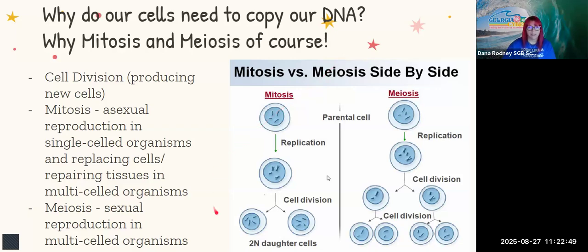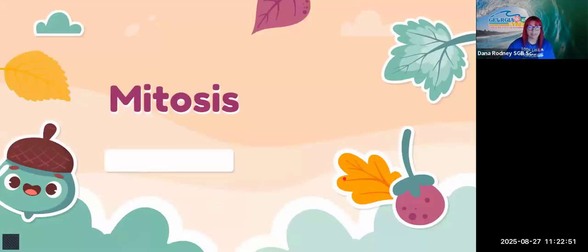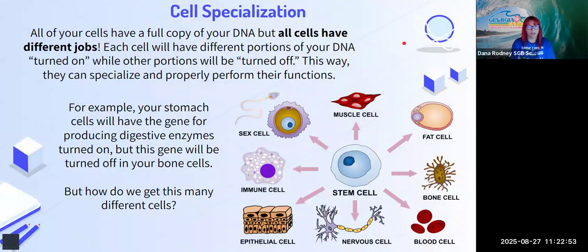So we're going to continue on and talk a little bit more about mitosis now. So, first off, all cells in our body are specialized. They all have a full copy of our DNA, but they all have different jobs. For example, we've got a stem cell down here, and that stem cell has different portions of DNA turned on to become a fat cell, or to become a muscle cell, or to become a sex cell, or to become an immune cell. But then there are other things that are turned off in the DNA. This allows for them to perform different functions.